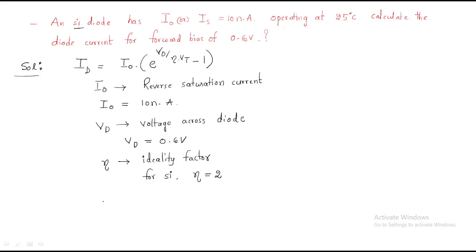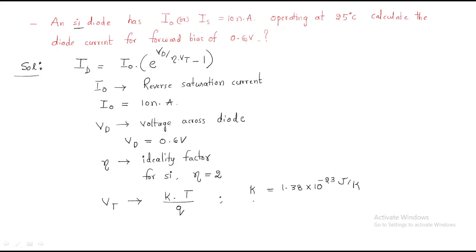So here, what is VT? VT is nothing but the temperature dependent voltage. It is represented by KT by Q. Here K is the Boltzmann constant. We have the K value, that is 1.38 into 10 power minus 23 joule per Kelvin.